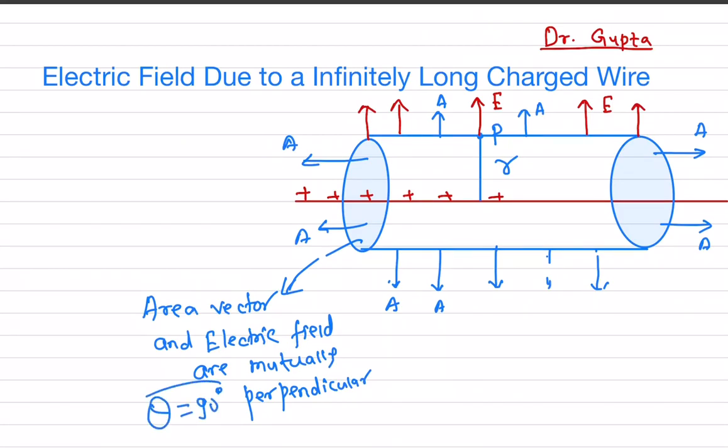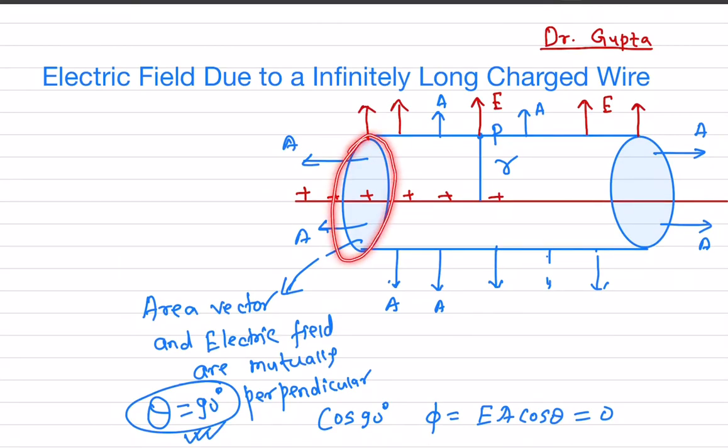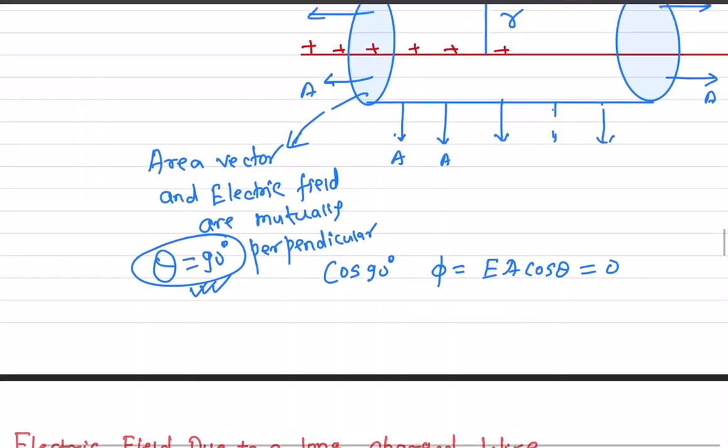What does this mean? That means the angle theta between the area vector and the electric field is 90 degrees. Cosine 90 is 0. So the flux passing through these two closed ends is exactly 0. So there is no flux passing through this area. And this is also one reason: if it is not infinitely long, then there will be some flux passing through this area, and the calculation will be a little more complicated. That's the reason we choose infinitely long, so that there is no fringe field passing through the closed surfaces or through the circular ends.